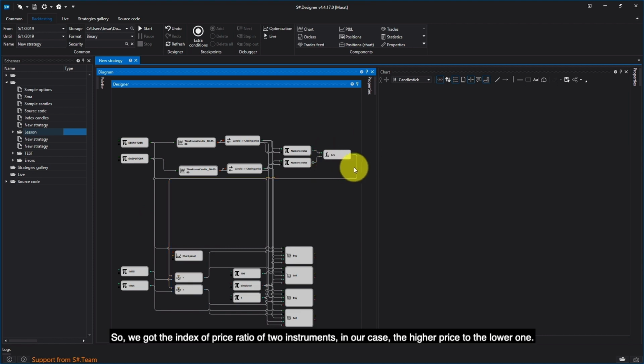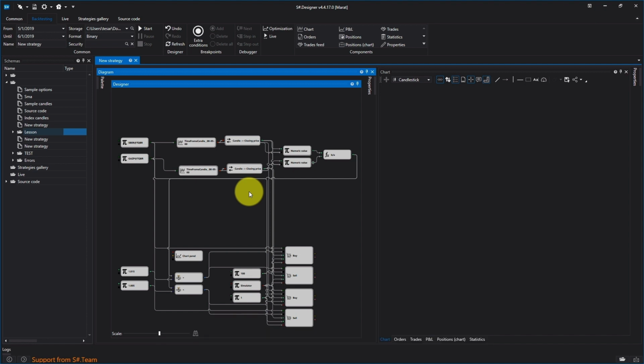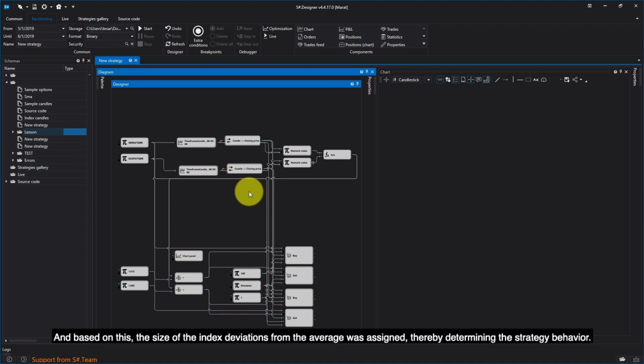So, we've got the index of price ratio of 2 instruments, in our case, the higher price to the lower one. If the index starts to grow, then the Cyberbank shares value rises, and the Gazprom shares value falls. We sell more expensive Cyberbank shares and buy cheaper Gazprom shares. If the index starts to decrease, then the situation is reversed. In the previous lesson, by observing the chart, we determined the average index value. And based on this, the size of the index deviations from the average was assigned, thereby determining the strategy behavior.